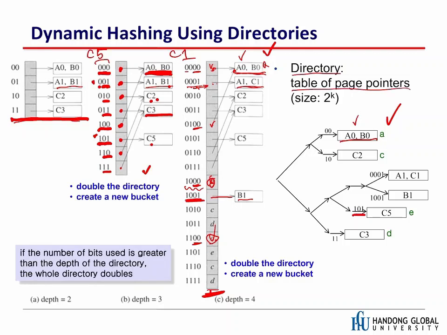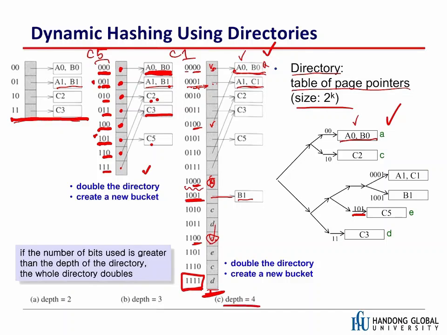And the directory size could be 2 to the power of k, where k is the number of digits. It depends on the number of identifiers too. In this case, we have 8 identifiers, and their binary representation is 6 bits long, but we need just 4 bits to distribute all these identifiers. So a depth of 4 is enough.